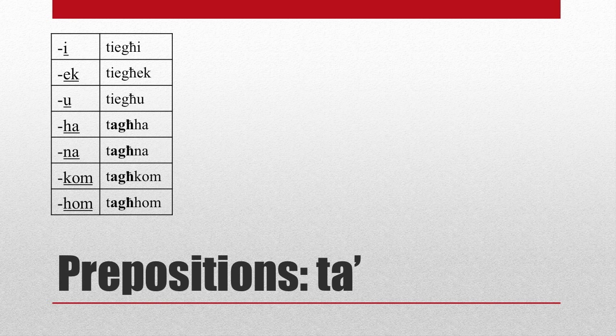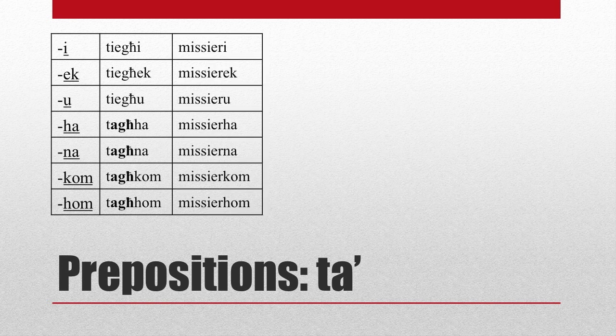For example, missier is a father. That's a relative. So there you use this ending. So missieri, missierek, missieru, missiera, missierna, missierkom, missierhom. So that's my father, your father, his father, her father, our father, your father, their father.